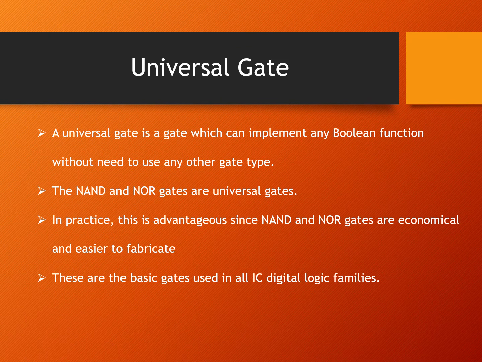Next, universal gate. A universal gate is a gate which can implement any Boolean function without the need to use any other gate type. The NAND and NOR gates are universal gates. In practice, this is an advantage since NAND and NOR gates are economical and easier to fabricate. These are the basic gates used in all IC digital logic families.